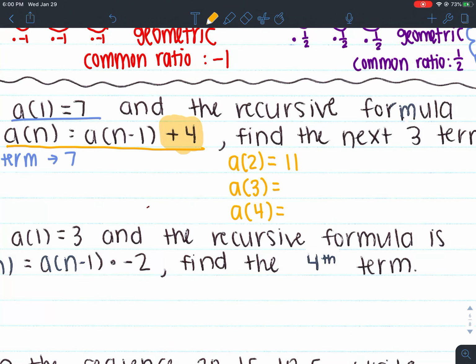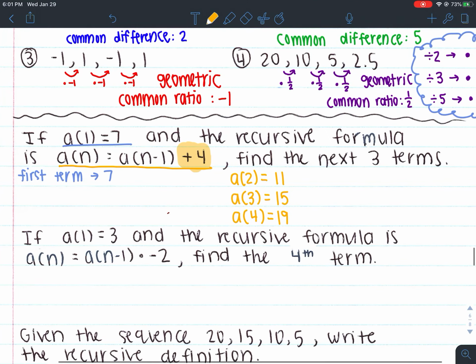Okay, well, how do I find the third term? Well, I have to take the previous term and add 4 to it. Well, what was the previous term? 11. So I'd add 4 to it and I get 15. So how am I getting from number to number? I'm adding 4. You want to make sure we're using this notation here. I don't want to just list the numbers, right? I want to specifically say the second term is 11, the third term is 15, and the fourth term would be 19, because I take the previous term, which is 15, and I add 4 to it. So did I find the next 3 terms? I did. So that means I'm done, okay?